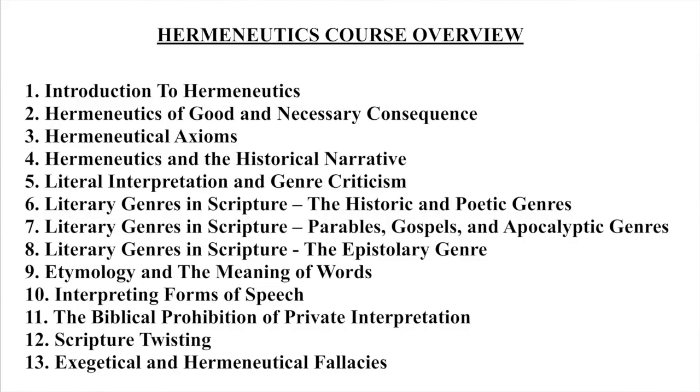In the meantime, I'm going to cover 13 topics in the series. First will be an introduction to hermeneutics. The second lesson will be the hermeneutics of good and necessary consequence. That is, how we can derive meaning from a text, not only by what it explicitly states, but by what good and necessary consequence may be deduced from a text. The third is hermeneutical axioms. That is, those principles or laws or rules of hermeneutics through which we then interpret the Bible and whether or not those axioms are justifiable.